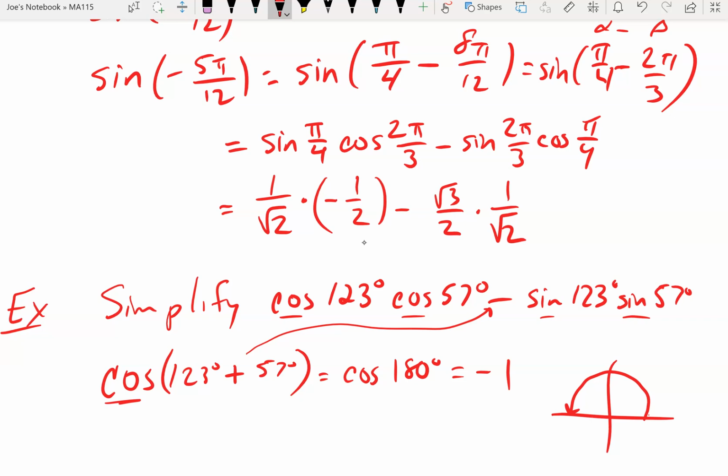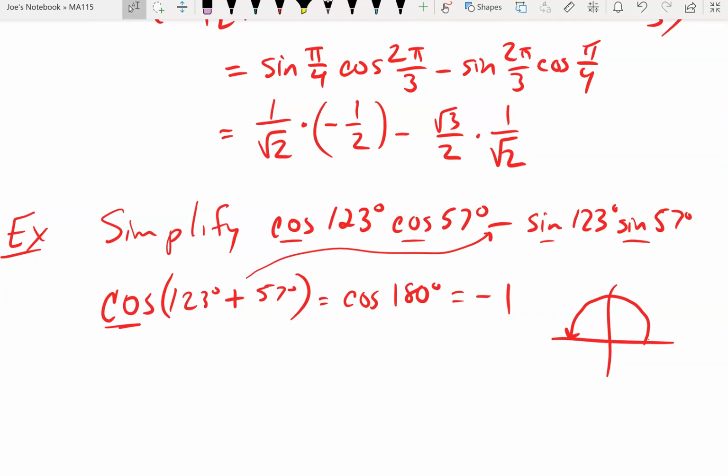Why? What is the reason behind why that would be -1? Why is it -1? There's a couple of ways that you can think about it. One of the ways is to think about where the coordinate of this point ends up. If I use a radius of 1, the coordinate is 1, 0 here. If I rotate it 180 degrees, the coordinate is going to be -1, 0.